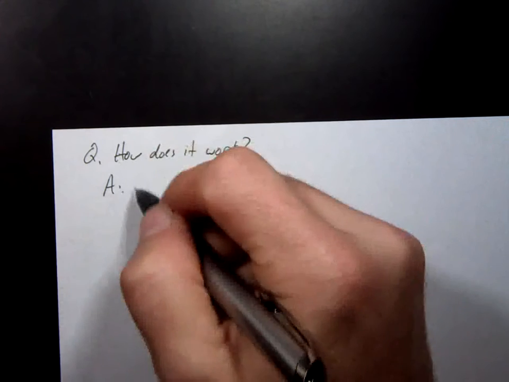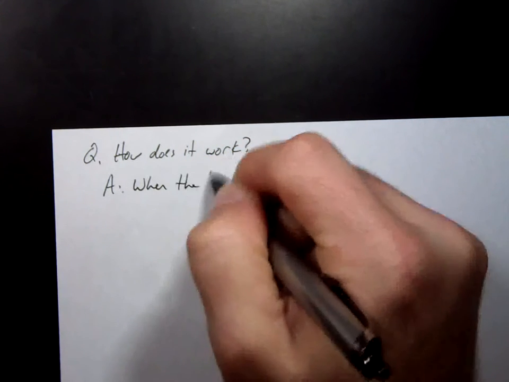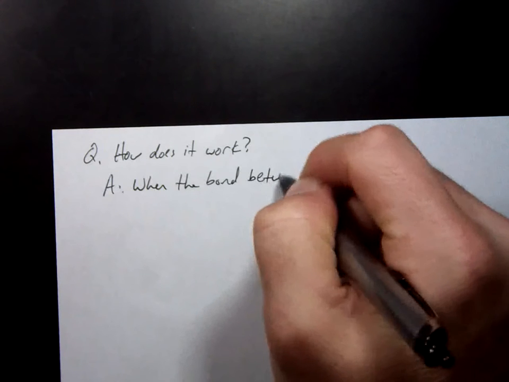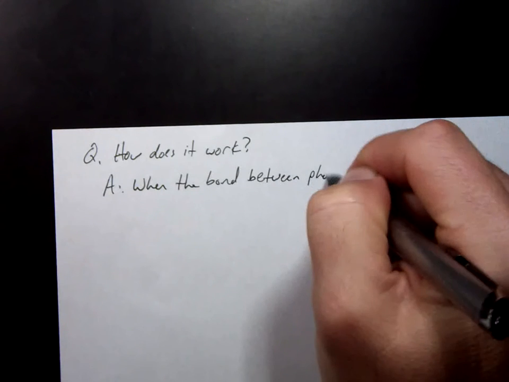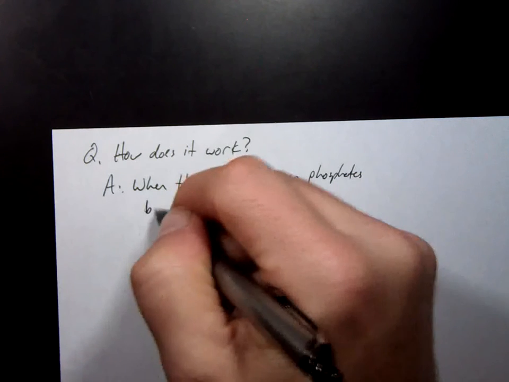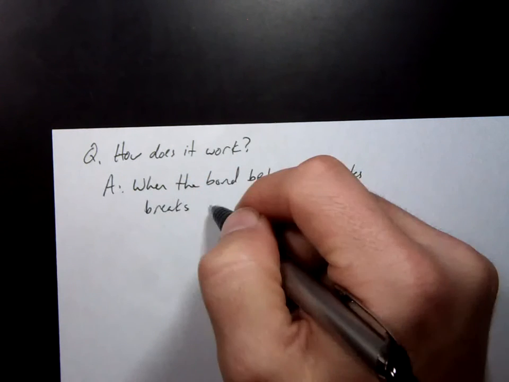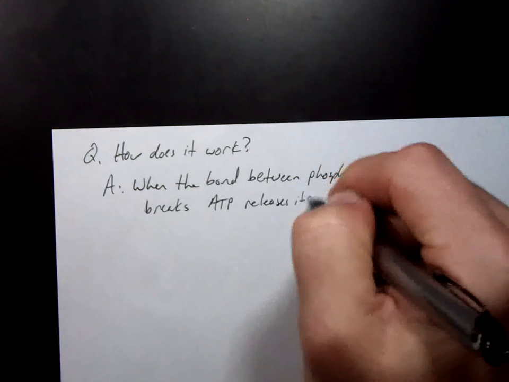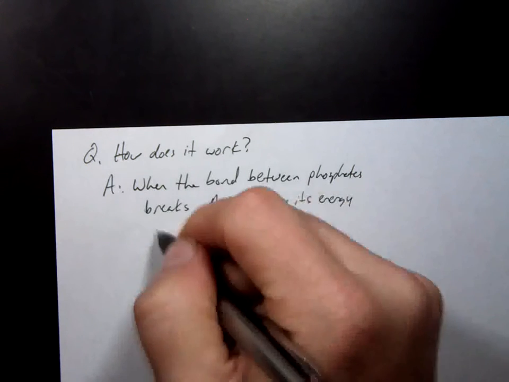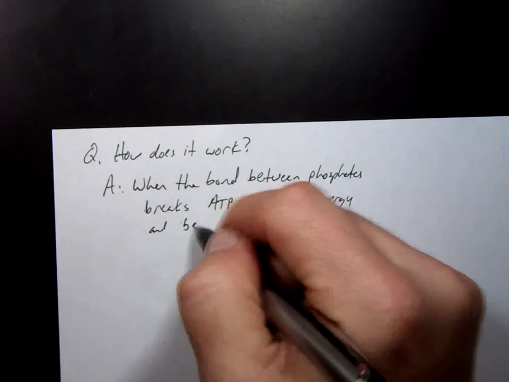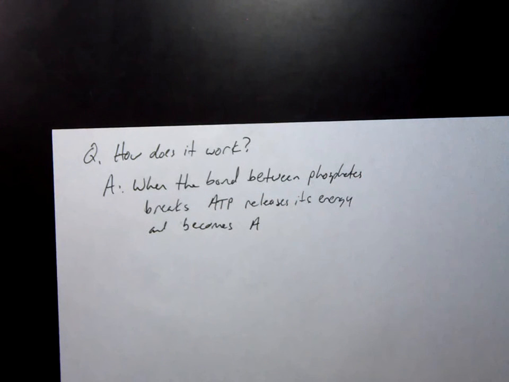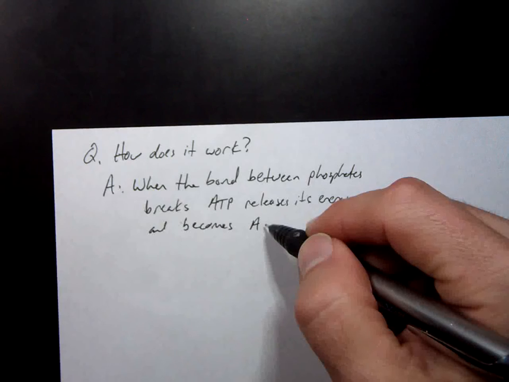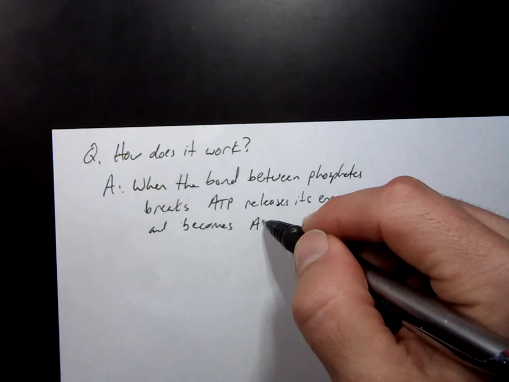Here it is. When the bond between the phosphates breaks, ATP releases its energy and becomes a what? Adenosine diphosphate, ADP.